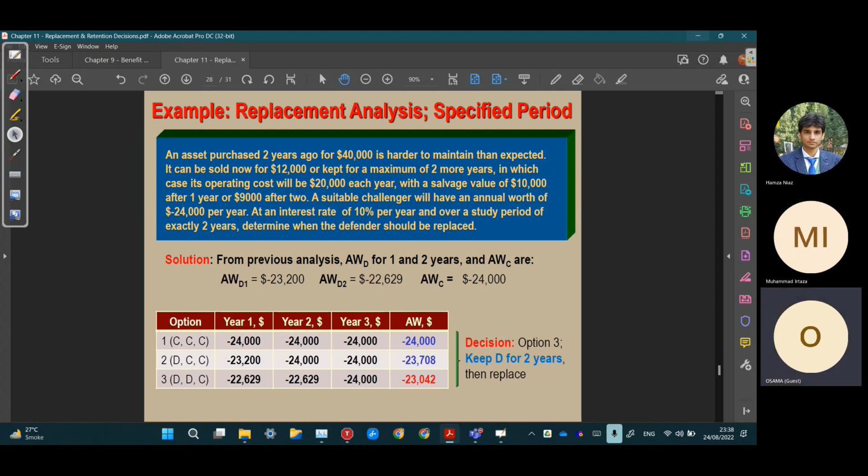When you take the average of the three values we obtain in the three options, in the third option you take the average of the annual worth for the first year, second year and third year. Yes, then you take the average, but the answer is not the same actually. What's the answer? 23,700. 23,001. Which one? The second one or the first one? The last one. The last one. 1 minute.